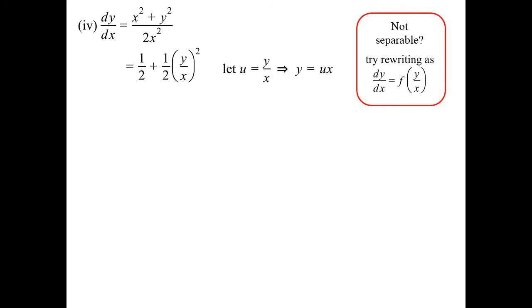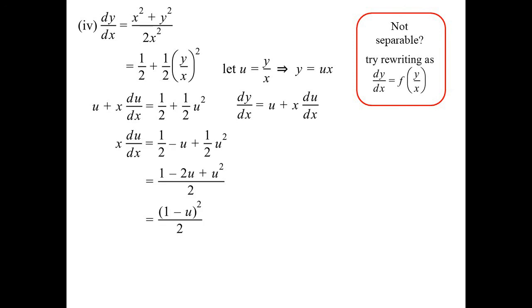Now, if I do a substitution, if I let u equal y on x, in other words, y is u times x, then the dy dx I'm going to have to substitute in for will be u plus x du dx, using a product rule. I get u plus x du dx is a half plus a half u squared. Now I should be able to separate my variables, but my variables now are u and x instead of y and x. So playing around with all that, eventually I get that x times du dx is 1 minus u squared on 2.